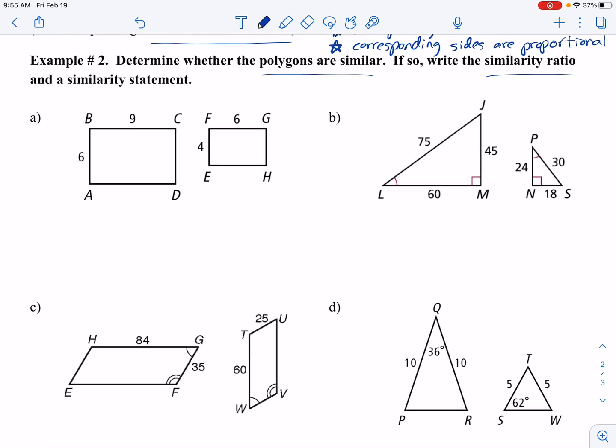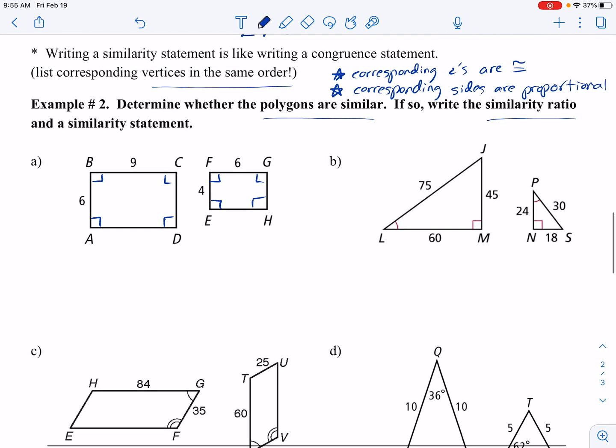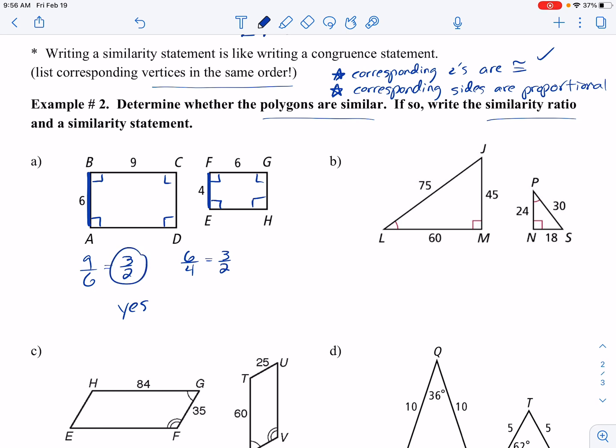You can assume, if nothing's marked in your angles, that these are two rectangles. Therefore, all of the angles are 90 in both. You can assume that's fine. Okay, so our first part's true. All of the corresponding angles, they're congruent. For the corresponding sides being proportional, well, let's check. BC maps to FG, so 9 to 6, which reduces down to 3 to 2. And then let's check this side. BA to FE, 6 over 4, also reduces down to 3 to 2. So yes, these are similar. The similarity ratio is 3 to 2.